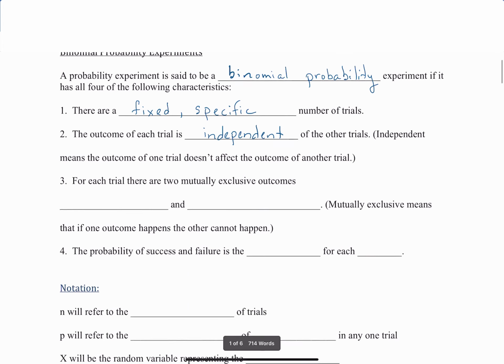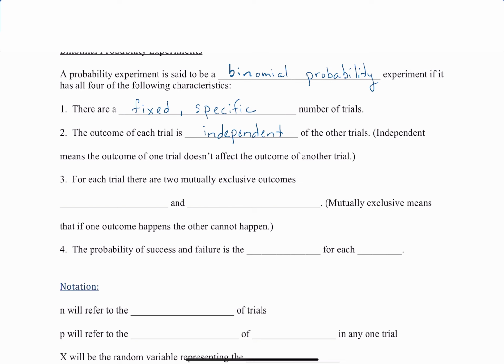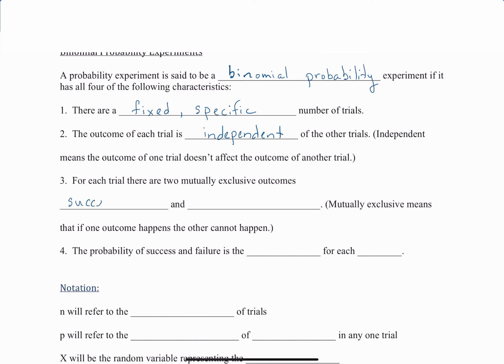3. For each trial, there are two mutually exclusive outcomes. That can be 0 and 1, it could be blue and red, it could be sick or healthy. To be generic, these are typically called success and failure. And those are kind of weird names because the one that's called success doesn't mean that the outcome is good and the one that's called failure is bad. It's just that the one that's called success is the one we're going to count.